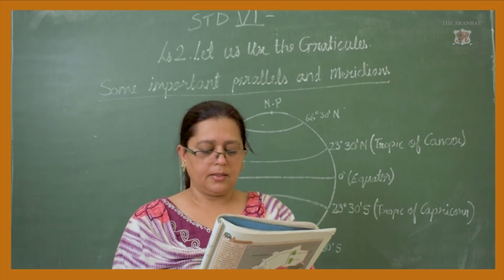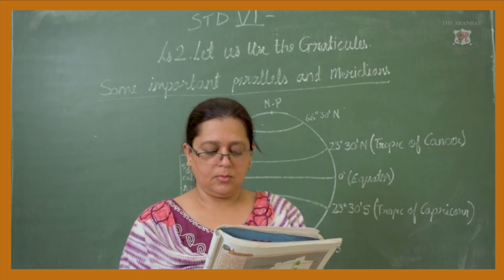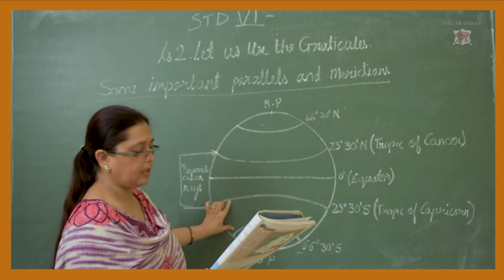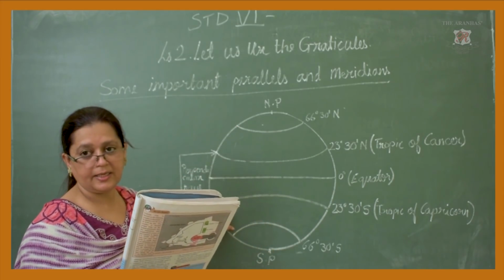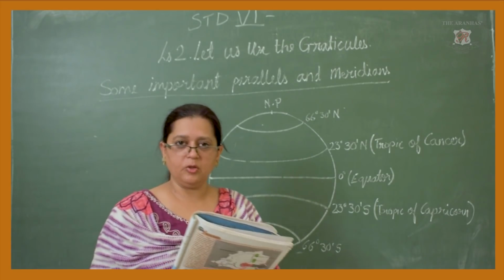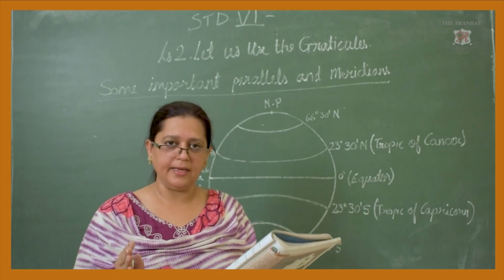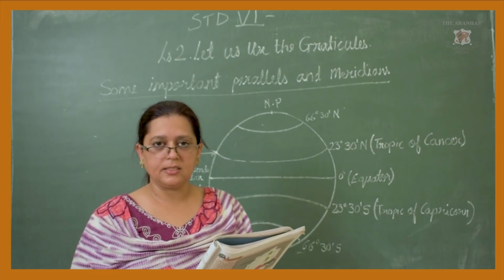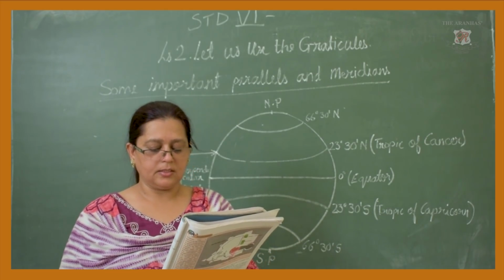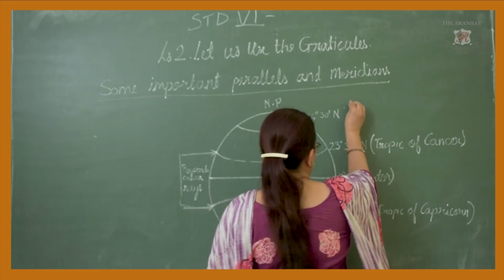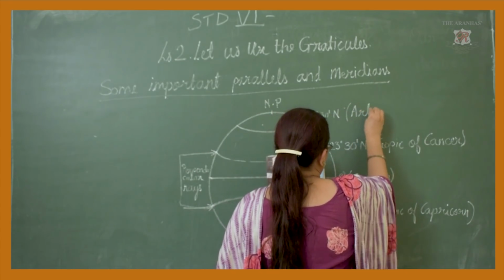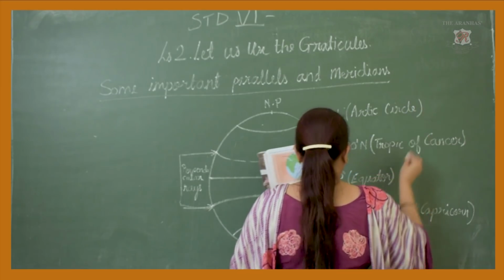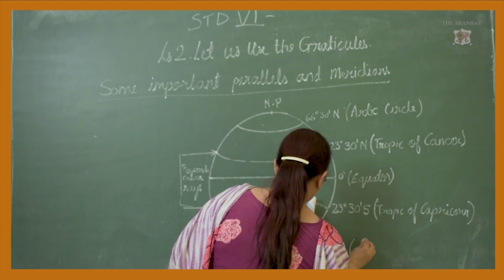Now, children, here they have said that in these areas, from this area till this area, the daytime lasts within 24 hours. Within 24 hours, they get 12 hours night and 12 hours day. These are called the Arctic Circle and the Antarctic Circle respectively.